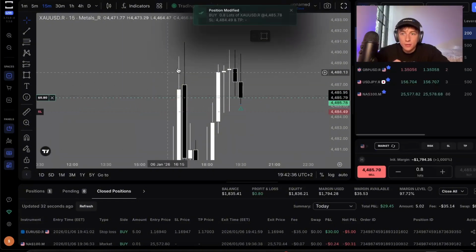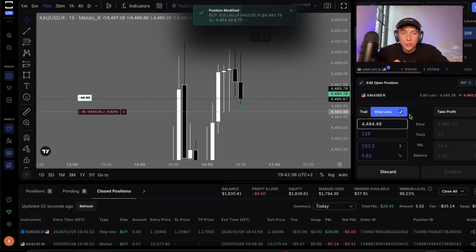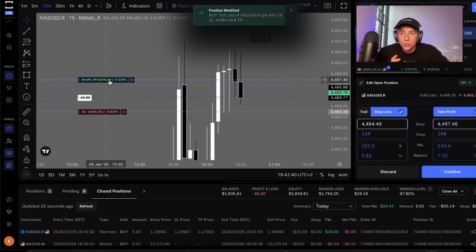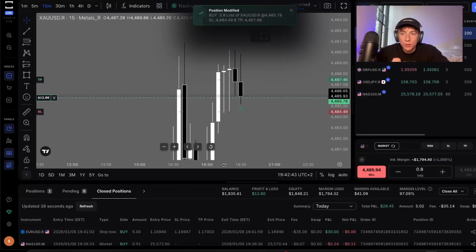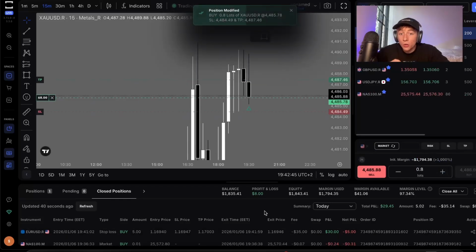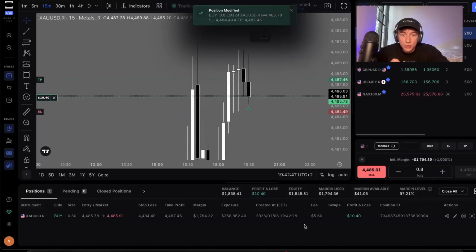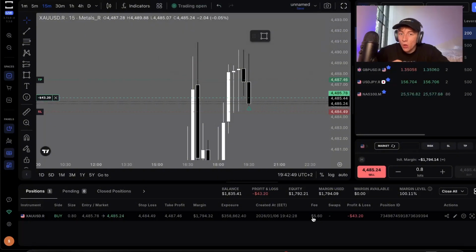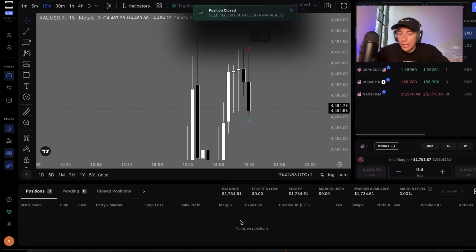0.8 lots. There you go. Entered a little stop loss of $100, and we're gonna go for $100 as well. Boom. There you go. So on gold, if I go to current positions, you can see that the fee isn't even $7. Why? Because we didn't place a full 1 lot. We only placed 0.8. So there you go.